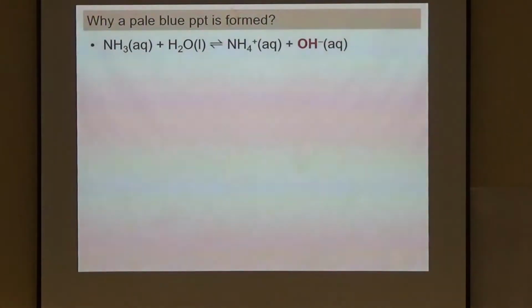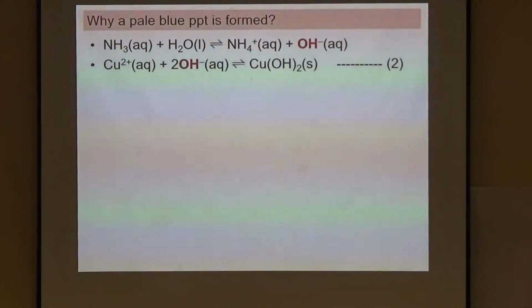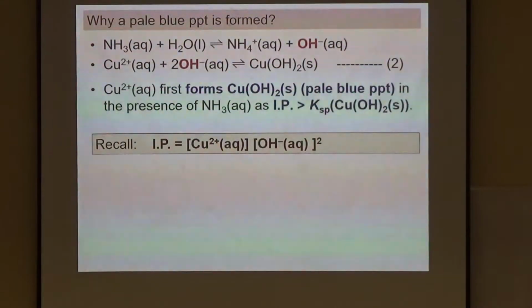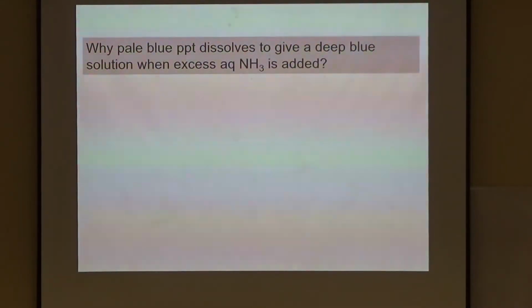Okay, so why do you get that pale blue precipitate? As you know from the earlier slides, ammonia, when dissolved in water, gives you ammonium and OH minus. Copper 2+ will react with the OH minus to give you copper(II) hydroxide, which is pale blue. So, why does the precipitate dissolve to give you a deep blue solution?